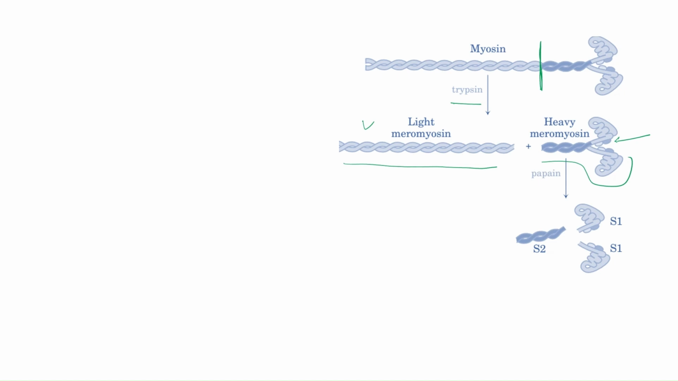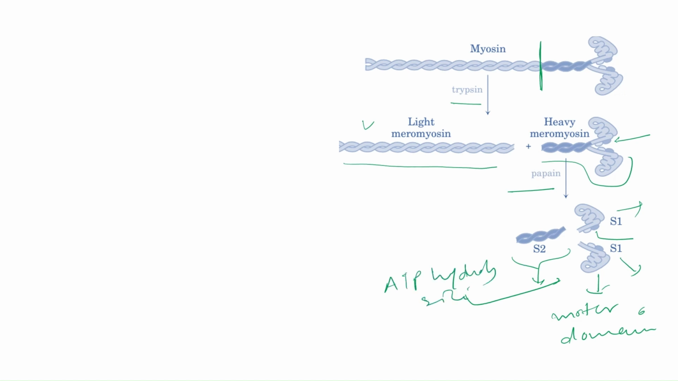Now this heavy meromyosin, when again treated with papain, breaks into two halves. One is S2, the remaining coiled coil part, and the other is S1. These two S1s are the globular heads to which light chains are attached. Now this head is called the motor domain. Why? Because this part contains the ATP hydrolysis site, which makes muscle contraction possible. And because muscle contraction is ATP dependent, this part is known as the motor domain.